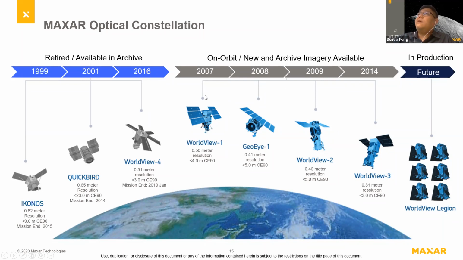So the other 4 satellites are the on-orbit satellites. Now they are currently in orbit, actively collecting images. From 2007 until now, these are the satellites that we have. When you look at the resolution, it is from 0.3 to 0.5 meter range. And not forgetting the accuracy, we are improving the accuracy. The latest satellite we have is about 3 meters CE90. So this is the accuracy.